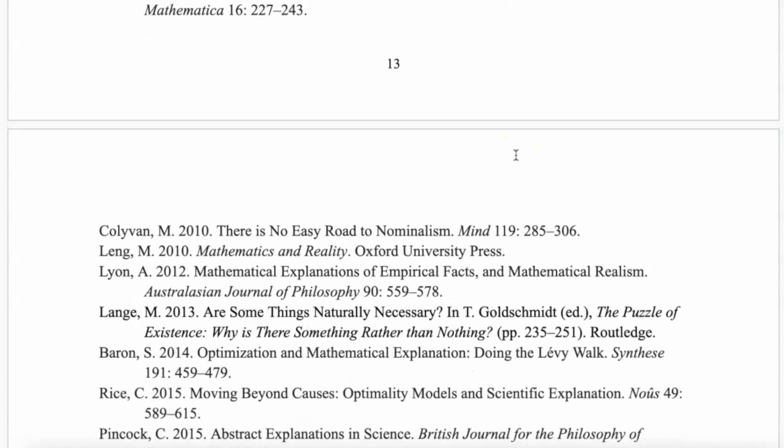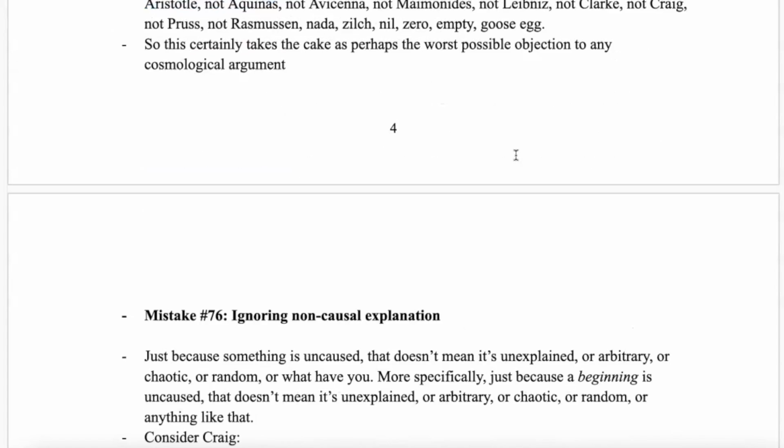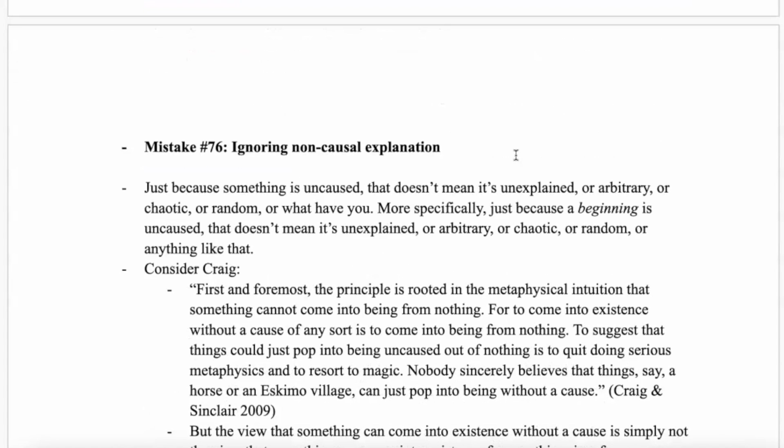Okay, moving on. So to just sum up, do not ignore non-causal explanation in the context of the Kalam. And always be on guard when someone tries to infer that something must be unexplained or arbitrary or chaotic or random or inexplicable simply because it lacks a cause.